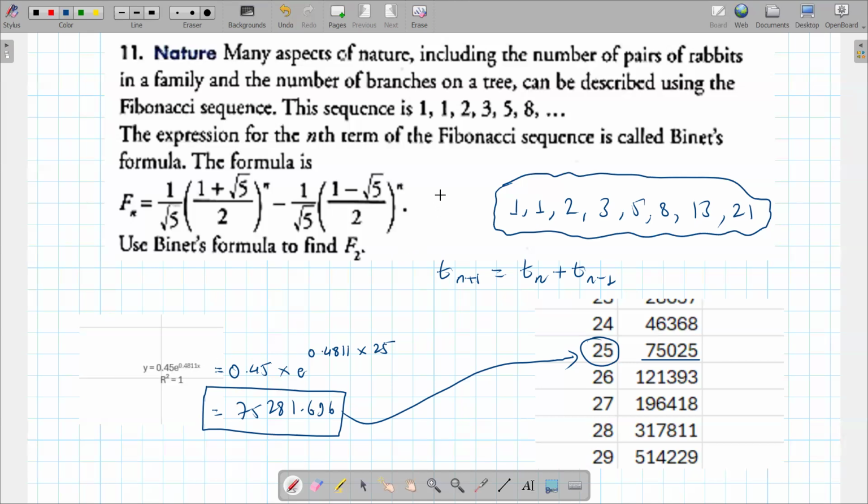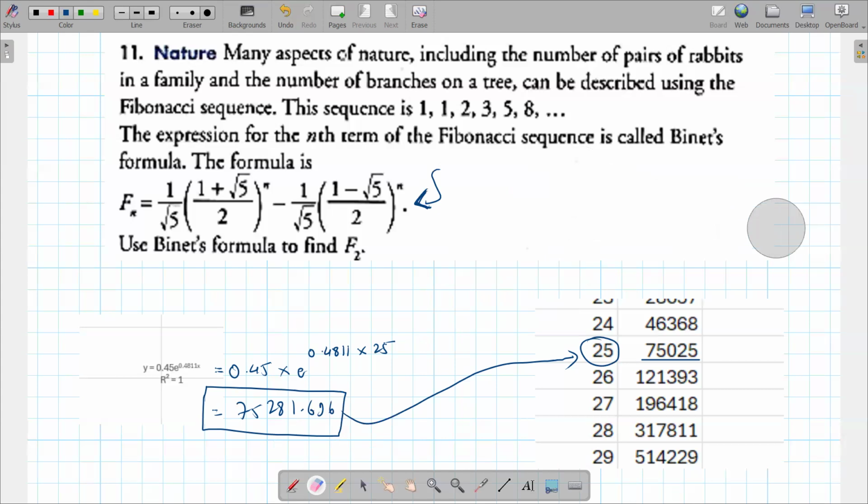But what we could do is try using this formula. Let's try using this one. This question is asking us to find F2. We're not going to find F2. We're going to find F25. Let's see if that gives us a closer approximation. Where are the ends? So there's only two ends. So all you have to do in this equation is replace both of those ends with 25.